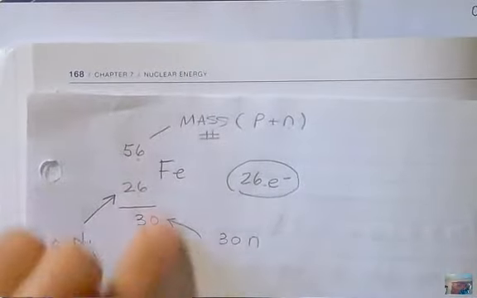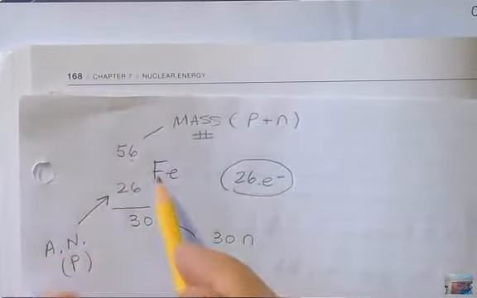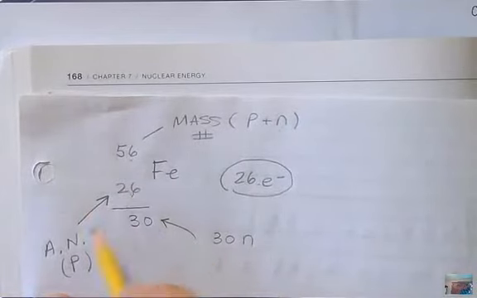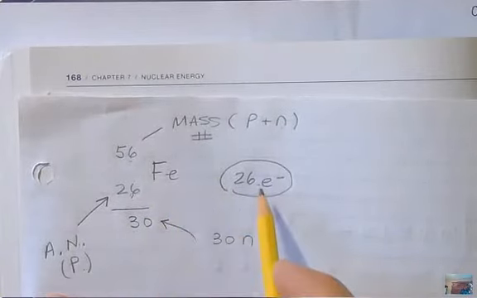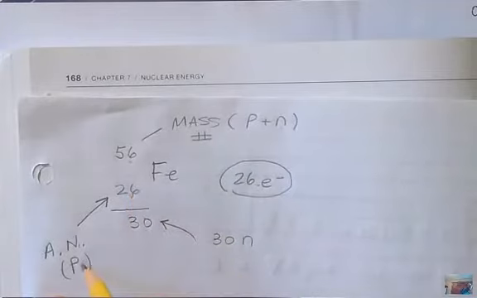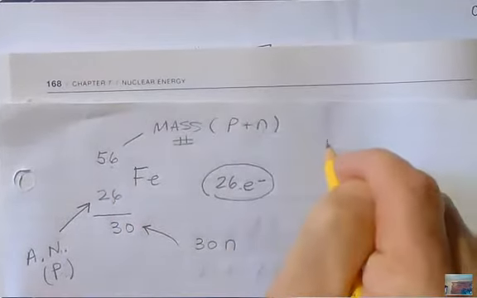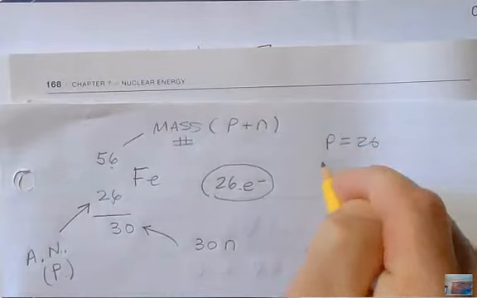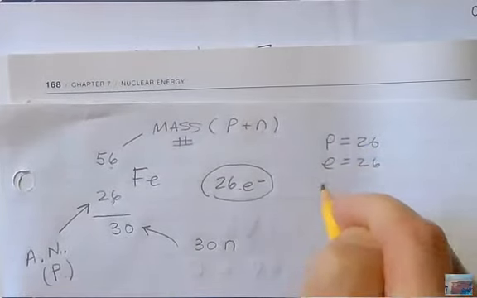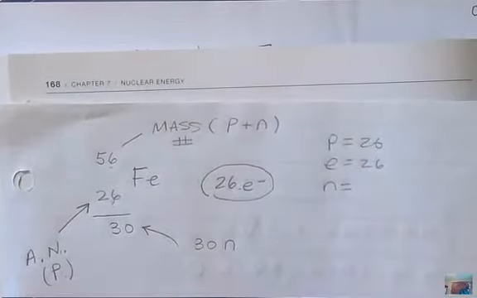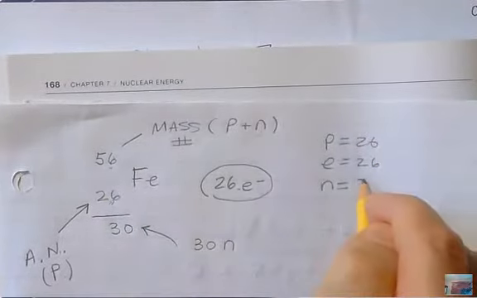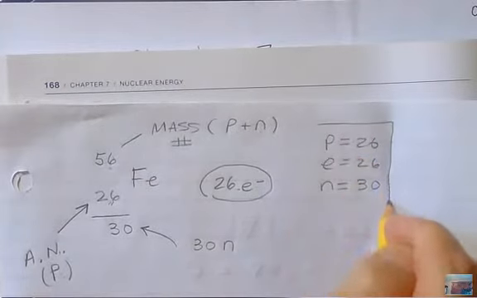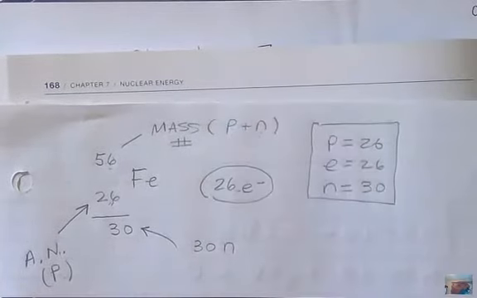So again, when you see something like this, the protons are going to be written equal to the atomic number. If the atom is neutral, like it is in this case, there's no additional charge on it, the electrons are going to be equal to the protons, so P is equal to E. So this guy has P equal to 26, E equal to 26. And the neutrons, the third species, is going to be the difference between these two, and that's going to be 30. Okay, so we're going to do that for all of these examples really quickly here.